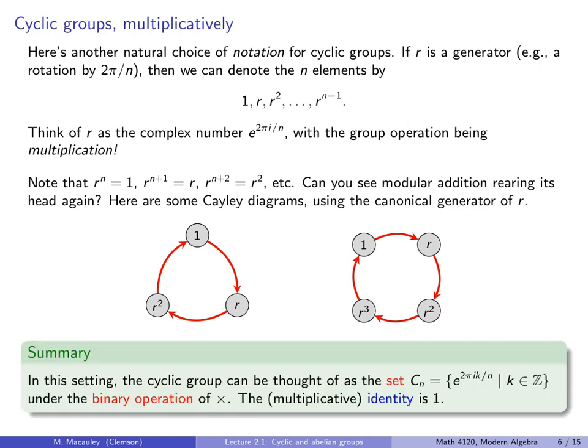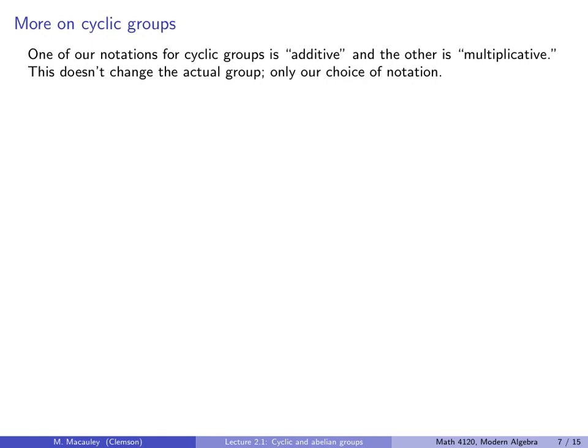So to summarize, in this setting, the cyclic group can be thought of as the set of these numbers, which are complex numbers, under the binary operation of multiplication. Or if you want to just call this r, that's fine. The multiplicative identity is 1. So one of our notations for cyclic groups is additive and the other is multiplicative, but this doesn't change the actual group. It's only our choice of notation.